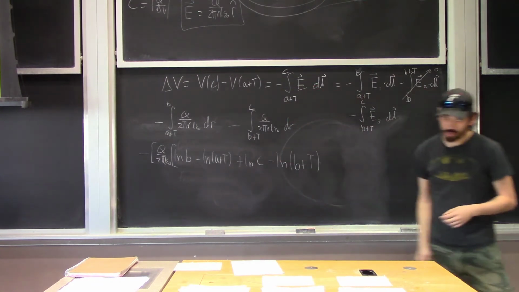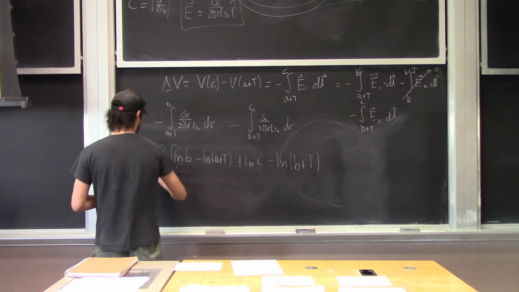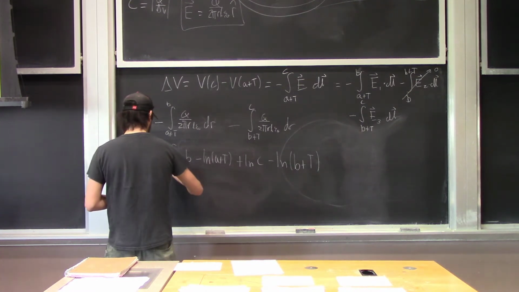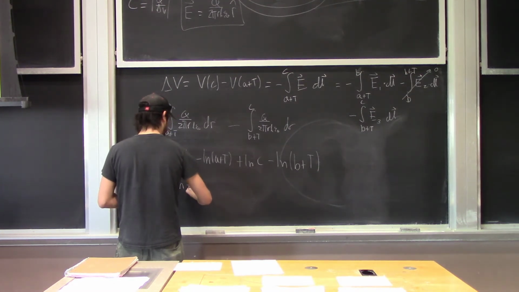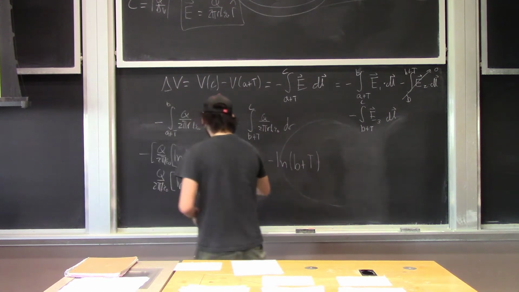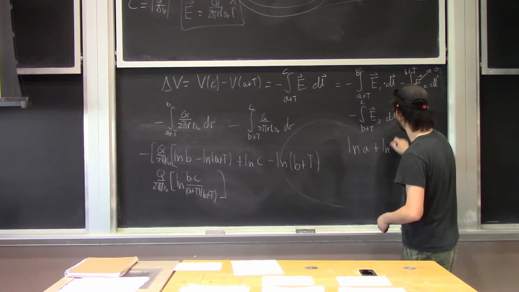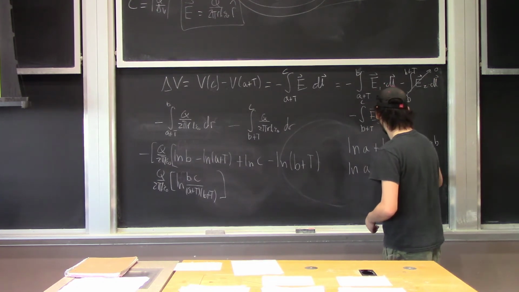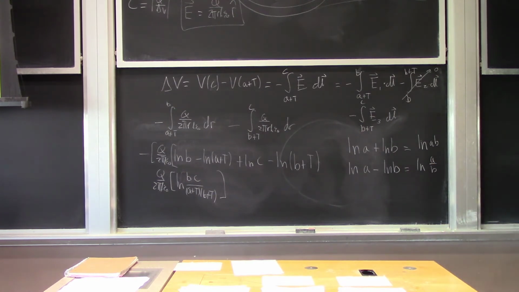So we can use some rules for natural logs here to simplify this. What this says is this is going to be q divided by 2 pi l epsilon naught times the natural log of b times c divided by a plus t times b plus t. All I did here was use some rules of natural logs. That's to say if I have natural log of a plus natural log of b, this is going to be ln ab, and ln of a minus ln of b is going to be ln of a divided by b. Okay? Everybody okay with that?